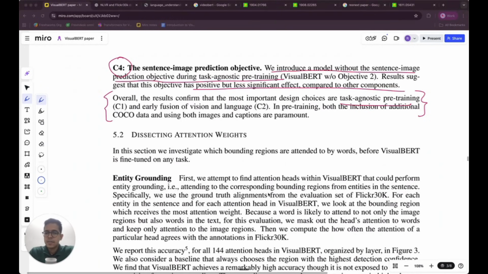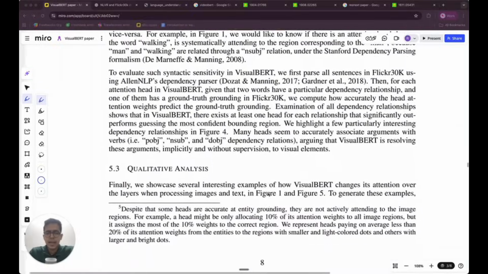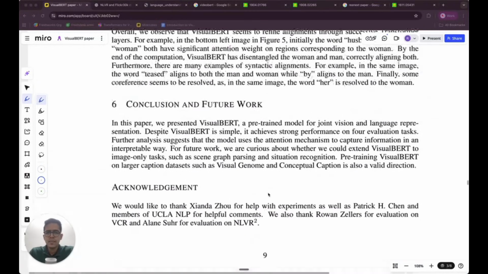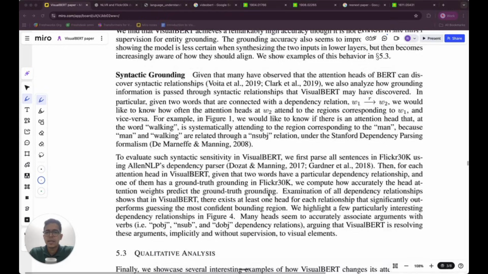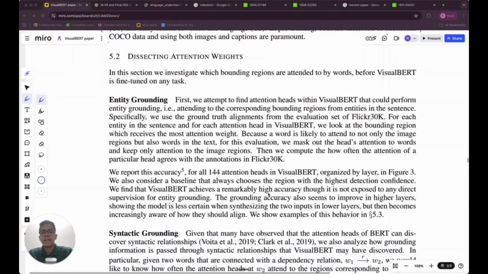And you must have realized by now that we are almost done with the paper review. This is the 8th page and next page is the last page basically. There is not much in the remaining pages. So let's look at 5.2, dissecting attention weights.